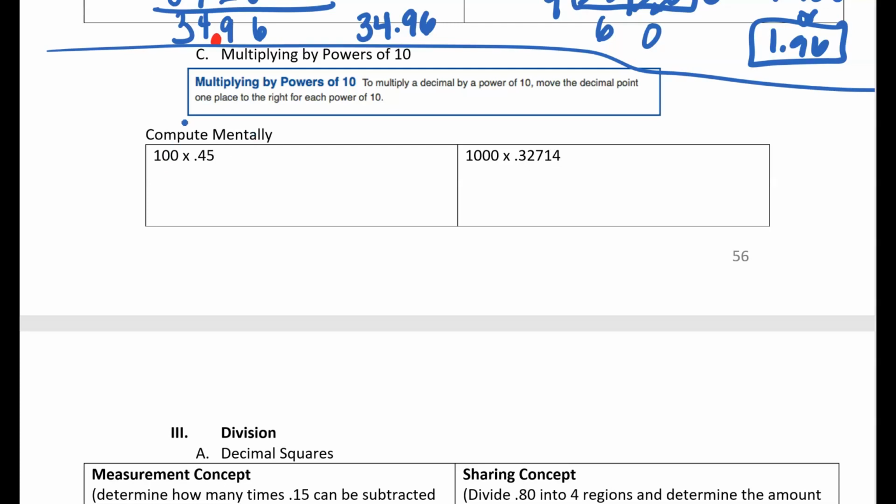So, more simply, if there are 2 zeros, you're going to move the decimal 2 spots. So 100 times 0.45 is just 45. Here I've got 1, 2, 3 zeros, so this decimal moves 1, 2, 3 spots to the right for 327.14. Okay.